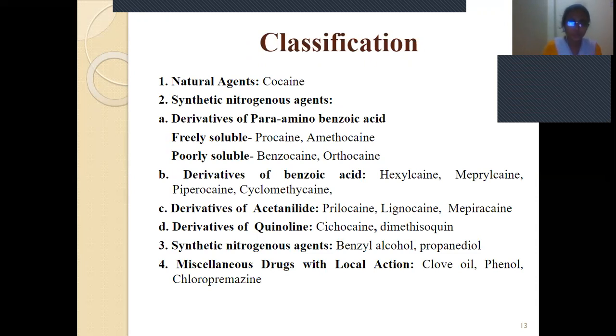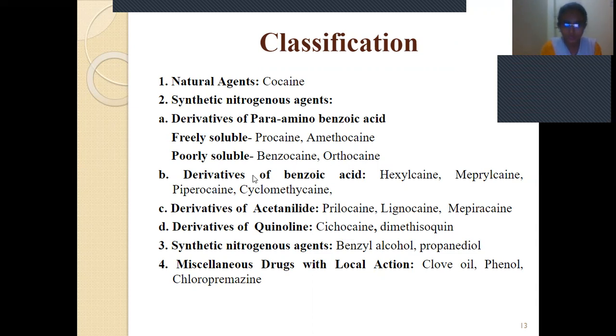So the first one is based upon the source. In this, the first one is natural agent, example cocaine. Next, synthetic nitrogenous agents. In this, derivatives of para-amino benzoic acid. The first one is freely soluble, example procaine, amethocaine, and poorly soluble are benzocaine and orthocaine.